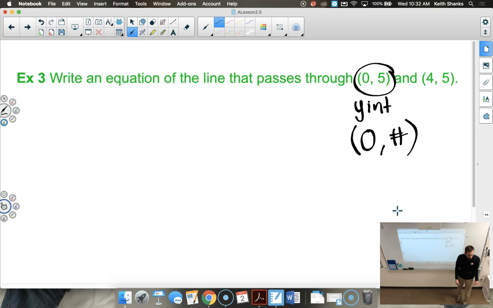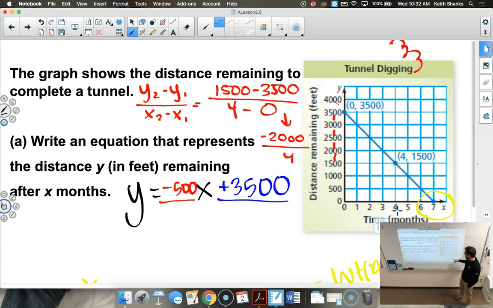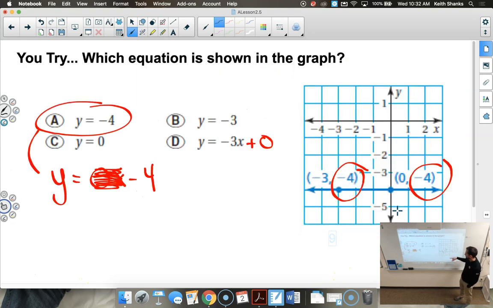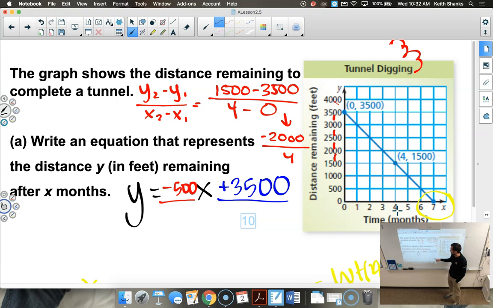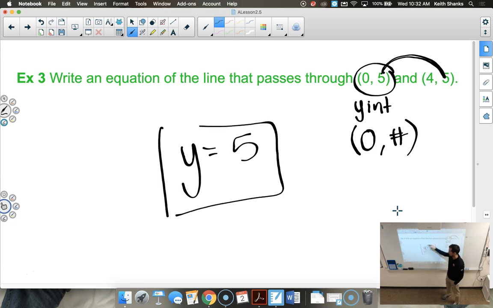The other thing I want you to see about this one is that the y's are the same. And a minute ago, we had a graph where the y values were the same. What did our equation look like? y equals that number. So on this one, my answer is y equals 5. This one should be easy.